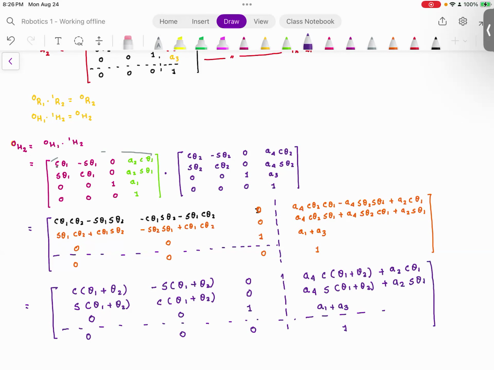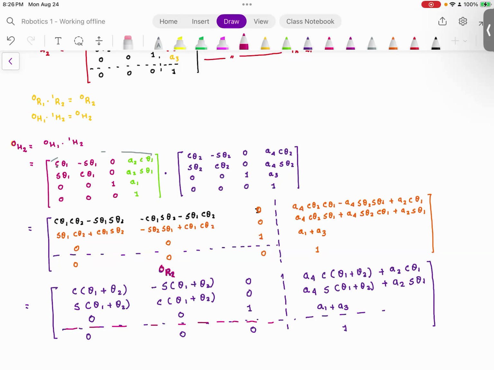Okay, we have solved the forward kinematics problem. Because what is this matrix? This matrix is 0, R2. This guy. And now if you notice, what this is telling me is that rotation of frame 2 with respect to frame 0 is nothing but theta 1 plus theta 2. And that makes perfect sense. Do you agree with me?